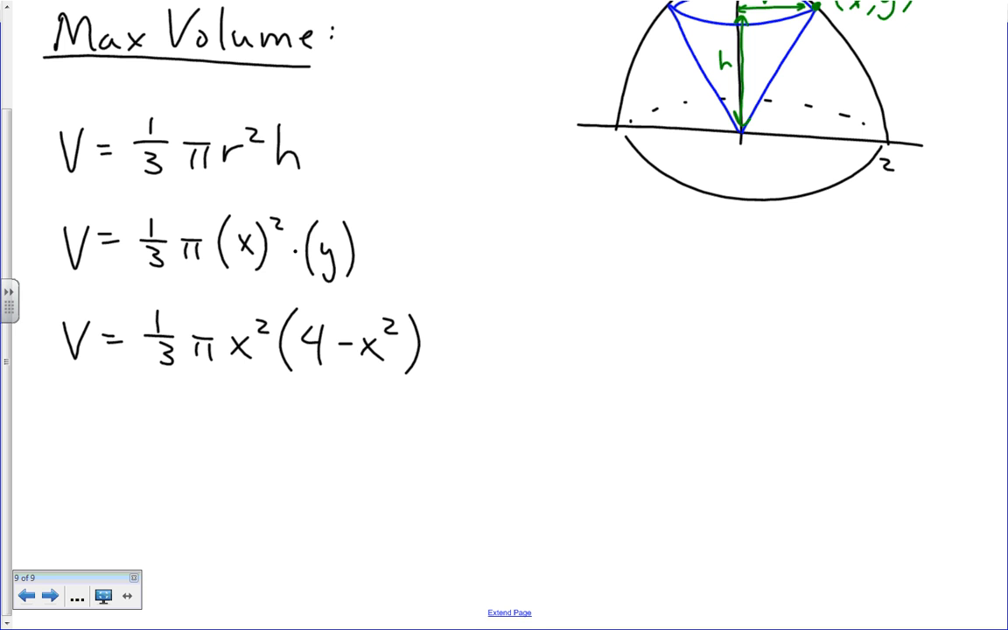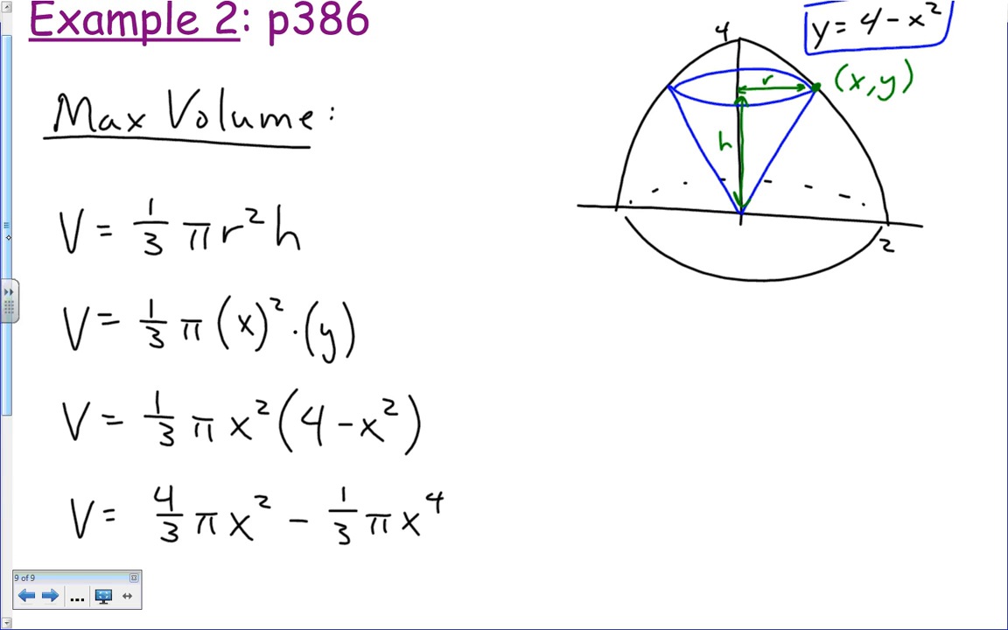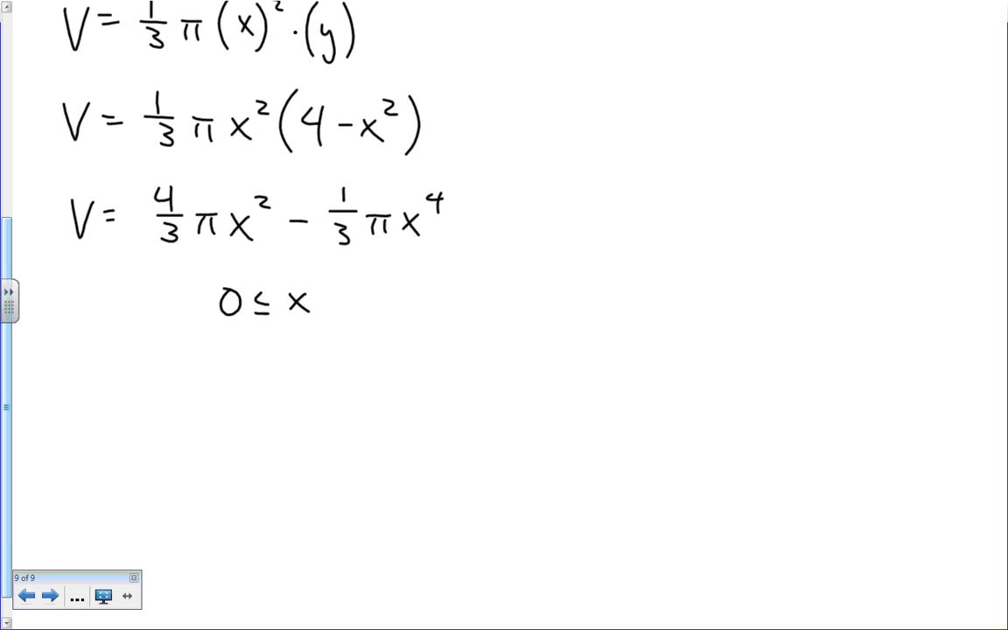And again, I've got to find the derivative of this, so it's probably going to be easiest if I multiply this through. So I'll end up with volume is equal to, multiplying the 1/3 pi x squared through, 4/3 pi x squared minus 1/3 pi x to the 4th. So there's our volume equation. And then for a domain for this, actually they told you the domain. They said that you're looking at the part of the parabola in the first quadrant there. So x is going to go from 0 to 2. So there's our domain for this.